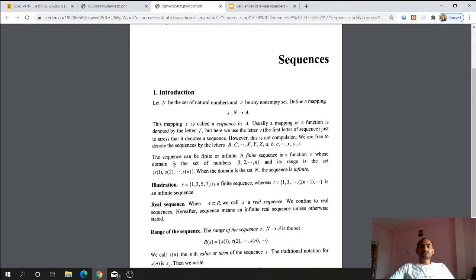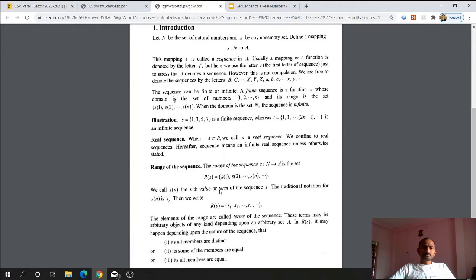Why? Because there are finite numbers in this domain set. So this is a finite sequence. So remember, if the domain of a function is finite, then that has to be a finite sequence, right? So let's define a real sequence.